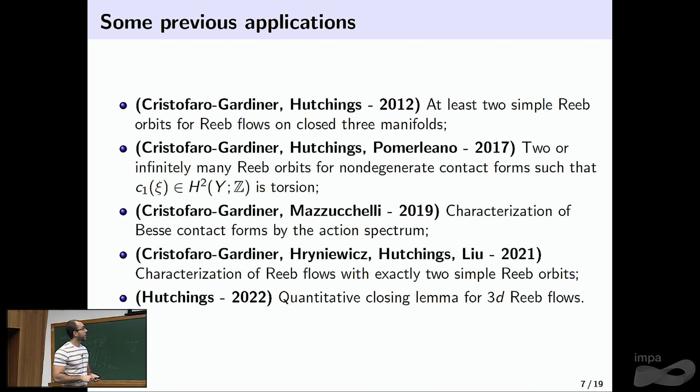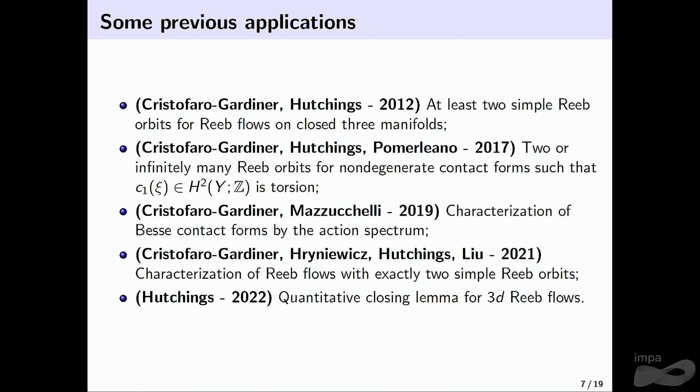This is pretty recent. And also we have this other recent result by Hutchings: a quantitative closing lemma for 3D Reeb flows. Actually, Michael defined another sequence of invariants, but you can prove the same result using ECH spectral invariants as well, because he used this volume property there. And a quantitative closing lemma is like how much you need to perturb a contact form to find a closed orbit within an action range.